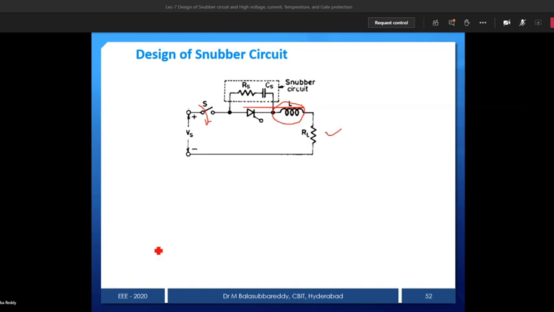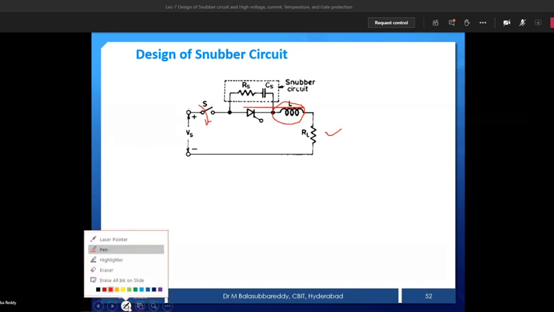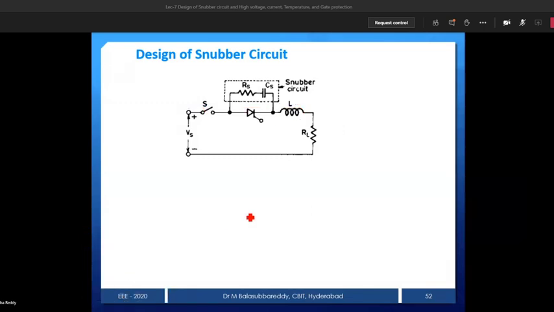Suppose S is closed. Can you tell the voltage equation or KVL? Whatever notation you want to follow. What is the KVL equation when S is closed? At the moment S is closed, not later on. The moment S is closed, what is the voltage equation? You just recall this diagram. If the switch is closed, what is the thyristor condition, whether it is on state or off state?